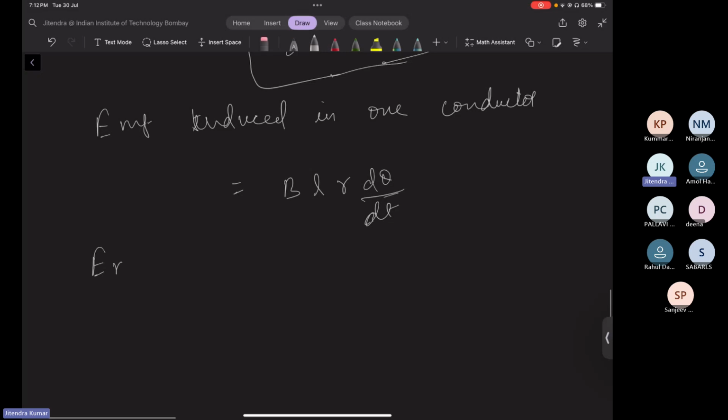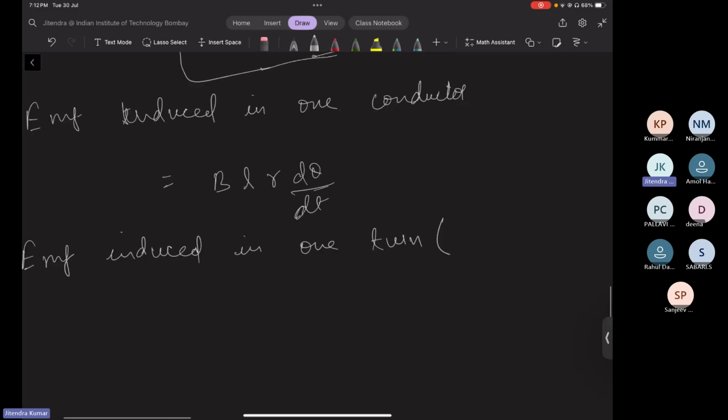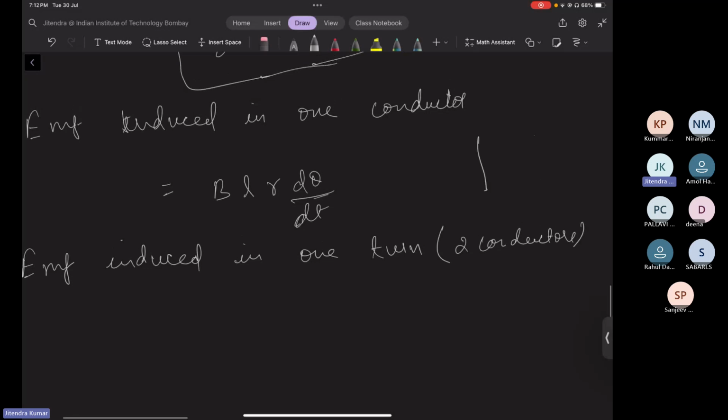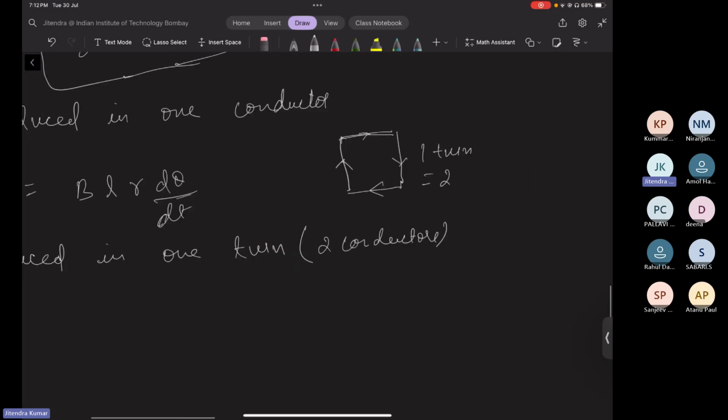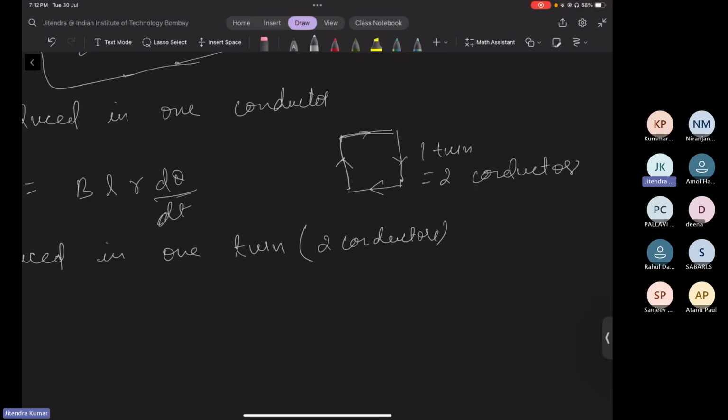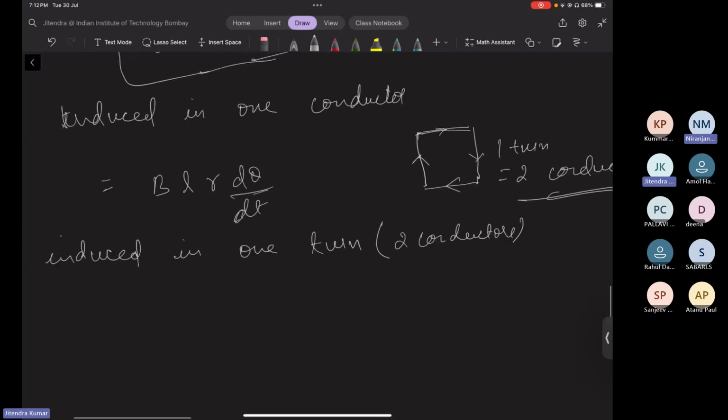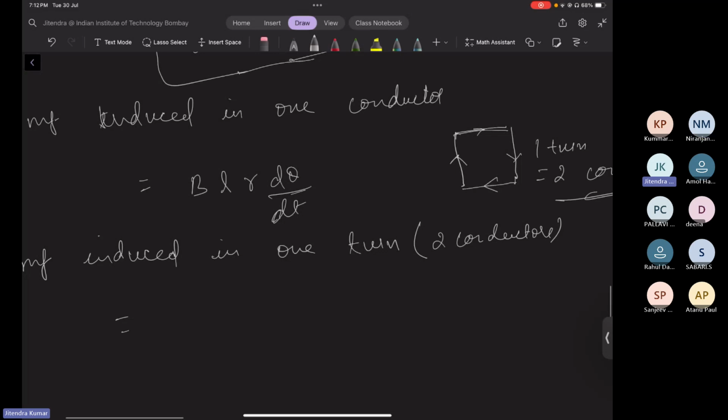Now, EMF induced in one turn. What does comprise one turn? How many conductors in one turn? One turn means two conductors, right? See, this is one conductor, this is another conductor. They both are joined with wires. So this is making one full turn. One turn is equal to two conductors. Did you understand now why I am taking two conductors?